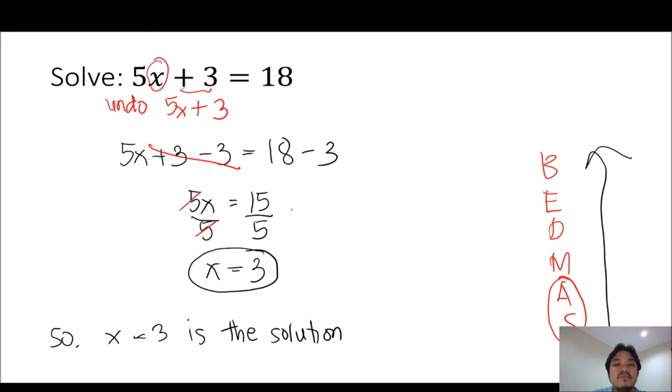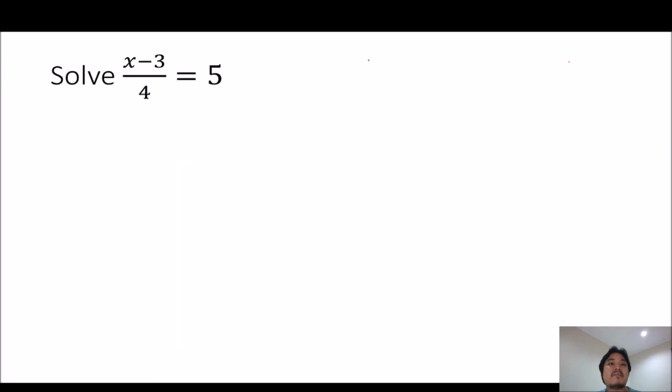Okay, so let's have another example. Let's now proceed to our second example. So we have x minus 3 over 4 equals to 5. So remember in algebra, the fraction bar serves as a grouping symbol. So it implies a grouping symbol.